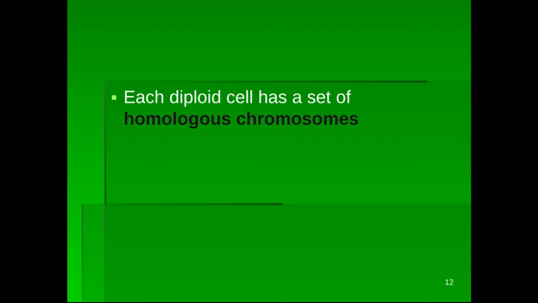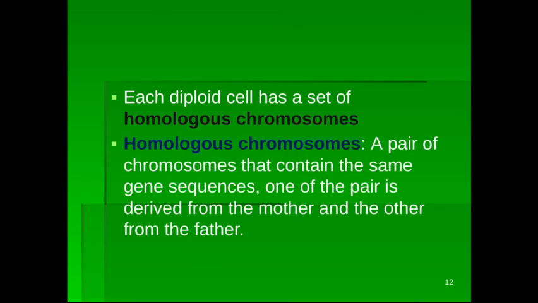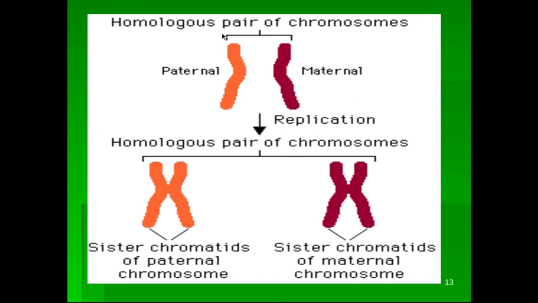So each diploid cell, and you saw this word earlier, has a set of homologous chromosomes, homo meaning same. It's a pair of chromosomes that contain the same gene sequences. One's from mom and one's from dad. Okay, so we have our paternal and our maternal. This is before replication happens. Remember, the cell cycle, when we were talking about interphase, we have our G naught and then we have our S phase, we have our replication happening. It's still going to happen for our cells that are making our gametes. It's just going to be a little bit different here.